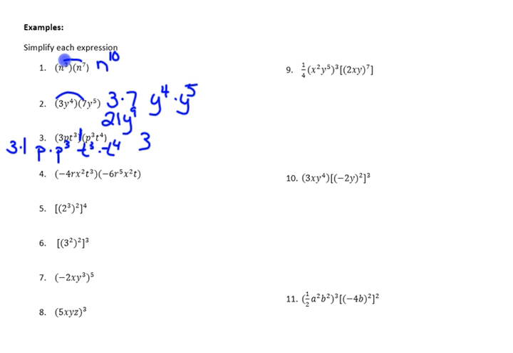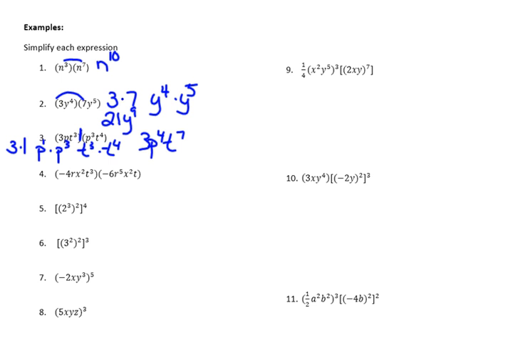P times p to the 3rd. This has an exponent of 1. If you don't see the exponent, it's a 1, just like if you don't see the coefficient, it's a 1. So that's p to the 4th. And then t to the 3rd times t to the 4th is t to the 7th. So when I look at this, all the bases are only listed once. I don't have any powers of powers, and there weren't any fractions. So we're good. All right, number 4.